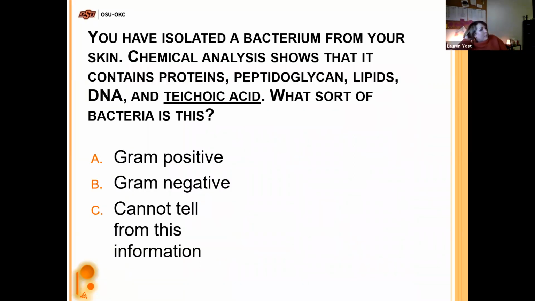If you isolated a bacterium from your skin and chemical analysis shows that it contains proteins, peptidoglycan, lipids, DNA, and teichoic acid, what sort of bacterium would this be? Remember, teichoic acid, whether it's lipoteichoic acid or just regular teichoic acid, that's a gram positive cell wall thing.